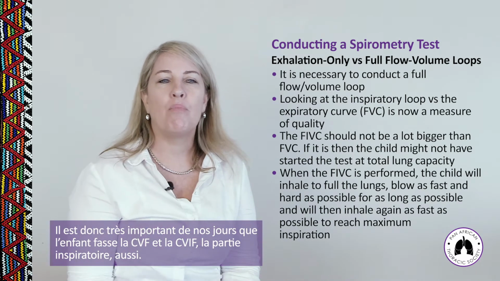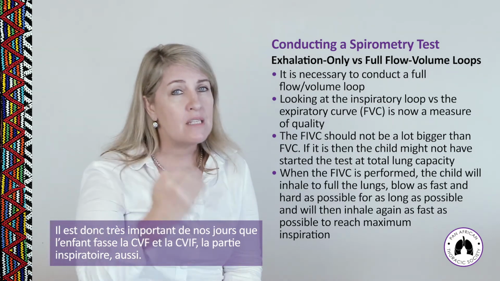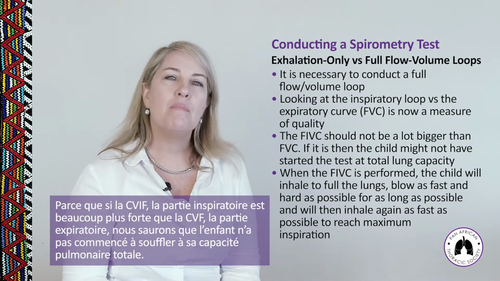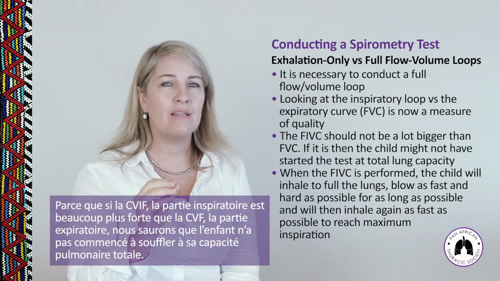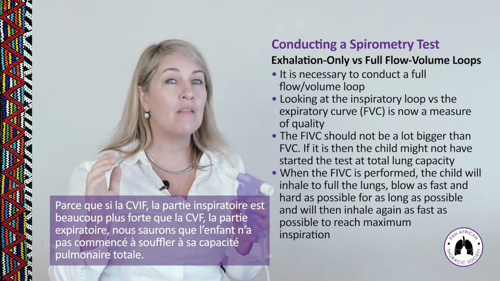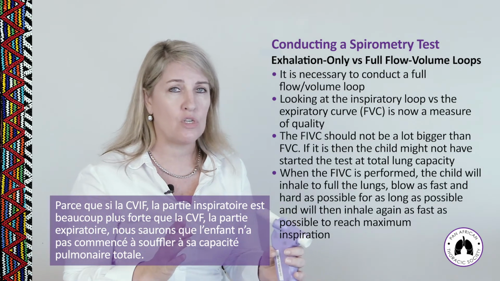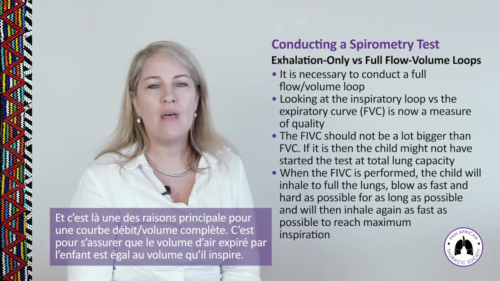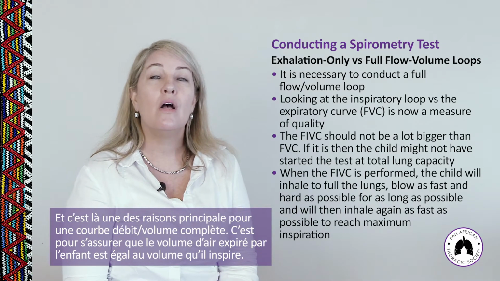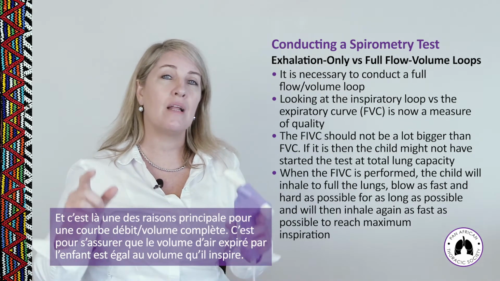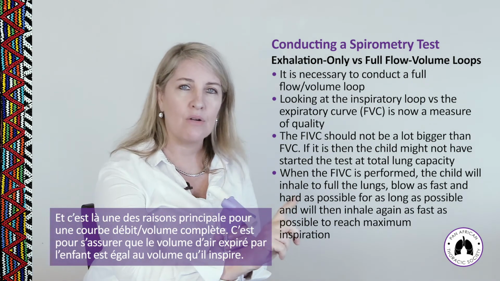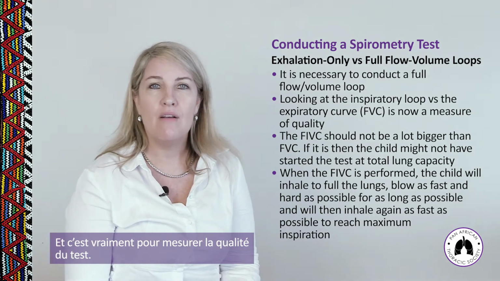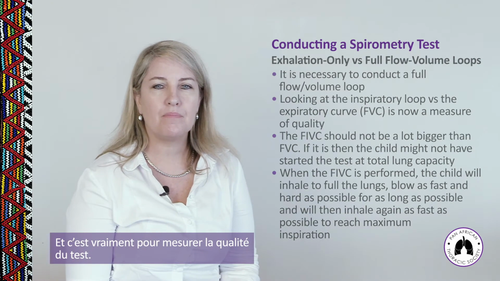So it's very, very important that the child does both the FVC and the FIVC, the inspiratory loop, as well. Because if the forced inspiratory vital capacity is much bigger than the forced vital capacity, the expiratory portion, we know that the child did not start that blow at total lung capacity. So that is one of the main reasons why we want to do a full flow volume loop: to make sure that the amount of air that the child breathes out is equal to what the child breathes in. Okay, and that's really for measuring the quality of the tests.